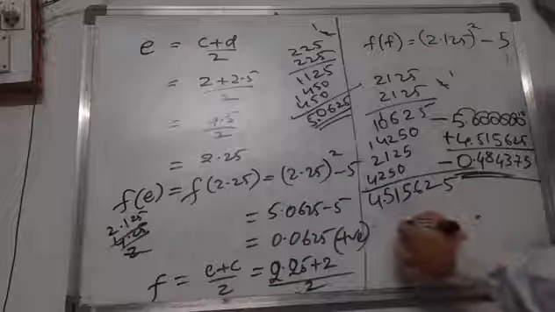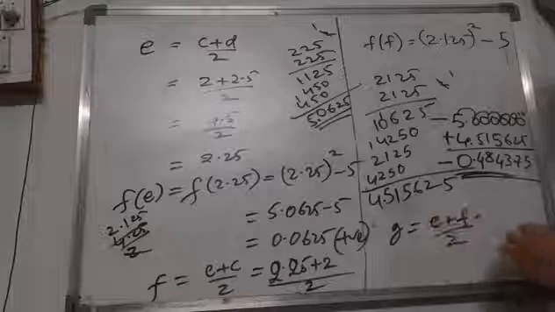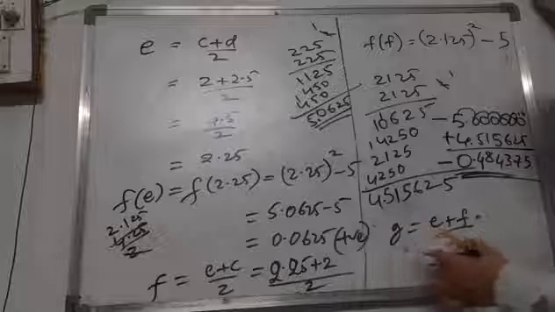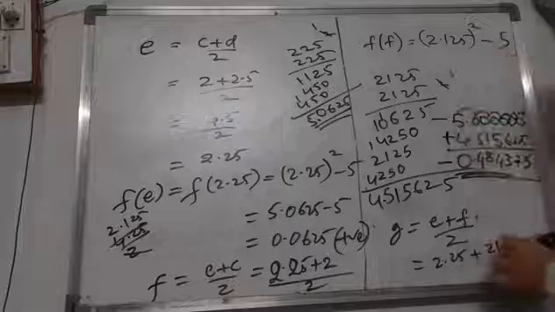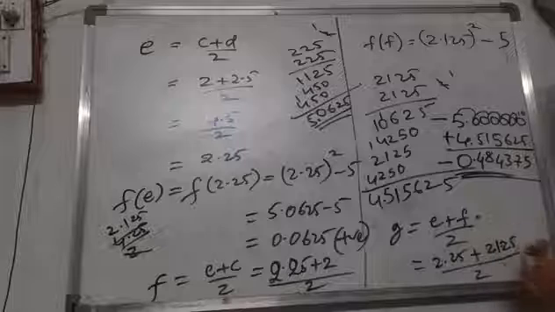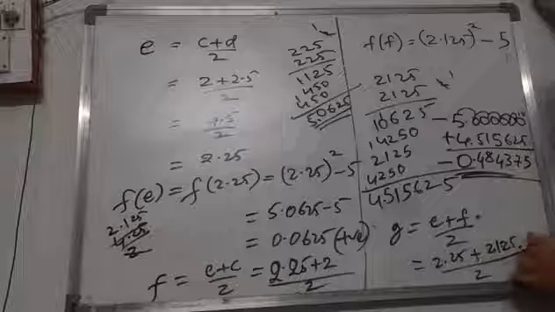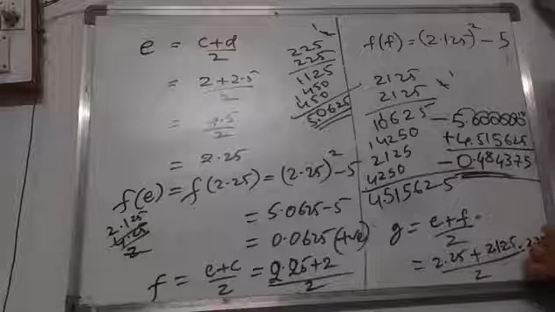So now we are going to find G root, that is E plus F by 2. E plus F by 2. So how to do this E plus F by 2? Again you take E, 2.25, plus F, which is 2.125, by 2. So what will you get here now? 2.375 you are going to get. So my dear friends, 2.375.